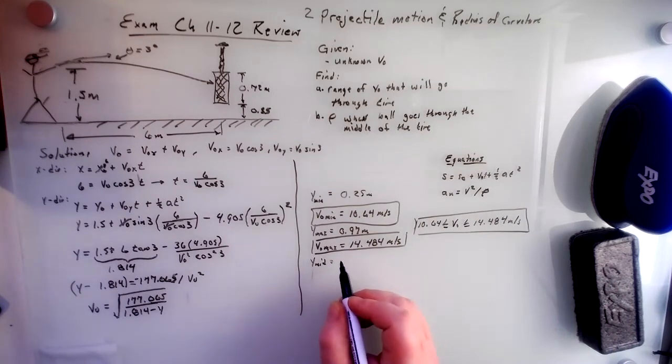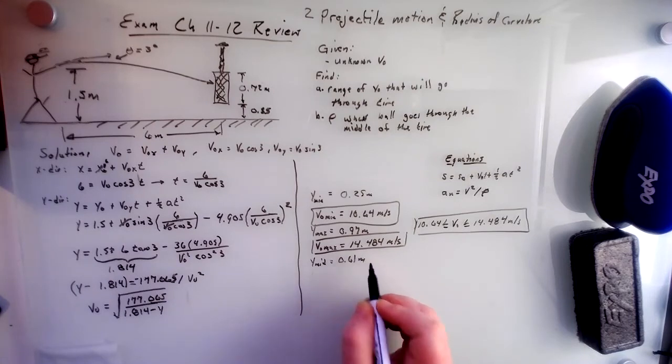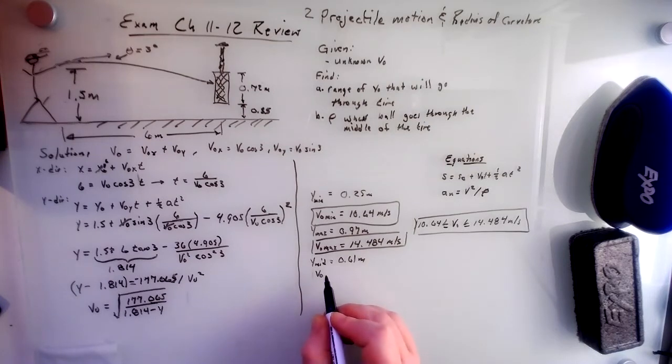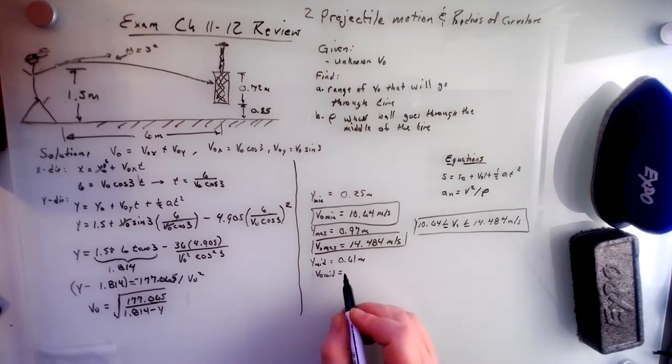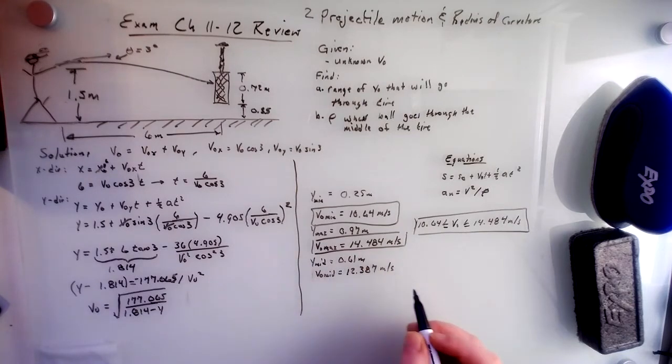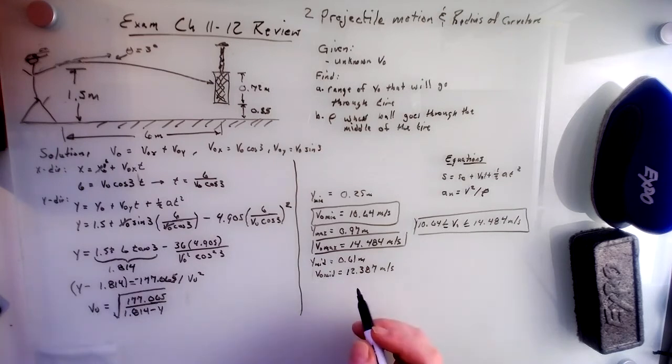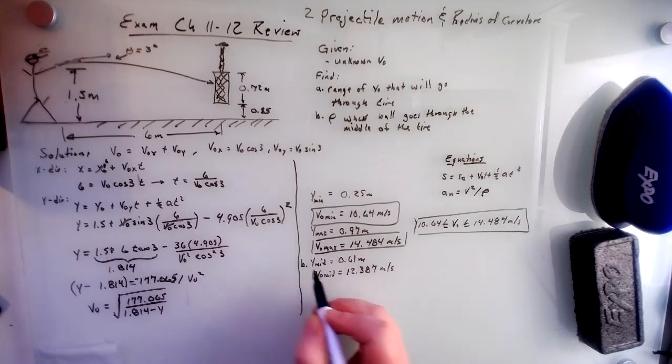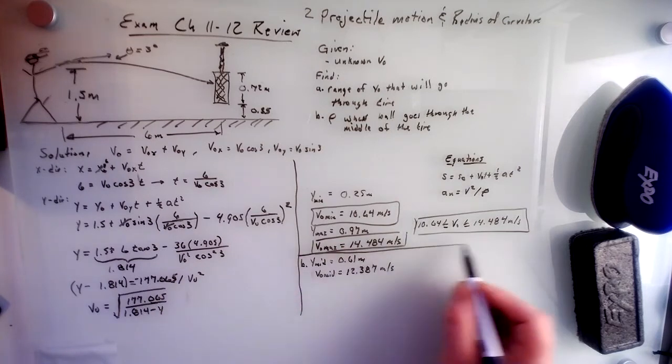So the mid is 0.61 meters. That corresponds to v naught mid, which is 12.37. And I've run these through the calculator. So for B, I guess we could say B right here, right? And just draw a line.